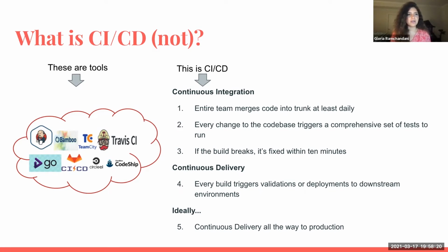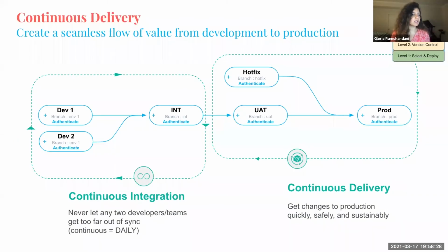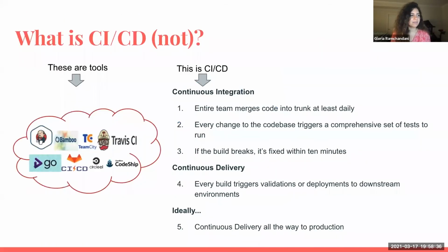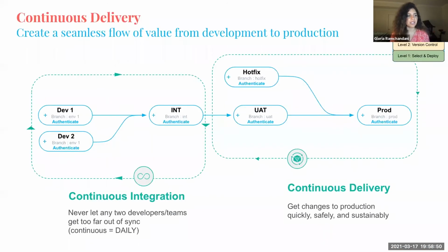So when we're talking about continuous integration, and we've got a really nice graph on the next page, it is actually talking about never letting any two developers get too far out of sync. So when we talk about continuous, we mean daily. Now, if we go back here, continuous delivery, every build triggers validations or deployments to downstream environments. Now, ideally, you would want to do continuous delivery all the way to production. Continuous delivery is the concept of getting changes to production quickly, safely, and sustainably.